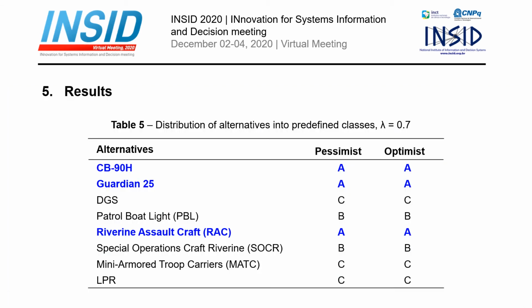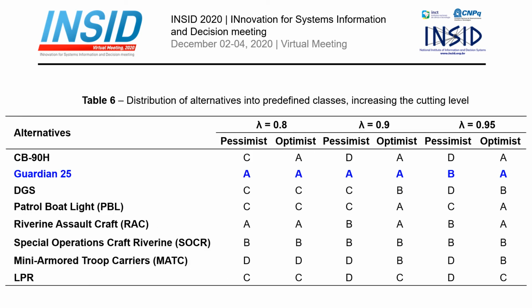Let's talk about the results of our application. Table 5 shows the distribution of alternatives into predefined classes considering the cutting level 0.7. As we can see, the alternatives CB-98, Guardian 25, and Riverine Assault Craft were distributed into Class A, considering both procedures, pessimist and optimist. We decided to increase the cutting level to verify the distribution of alternatives. Table 6 shows this distribution, increasing the cutting level to 0.8, 0.9, and 0.95. As we can see, the increase in the cutting level makes the analysis more demanding. So, the most suitable military speedboat is the Guardian 25.